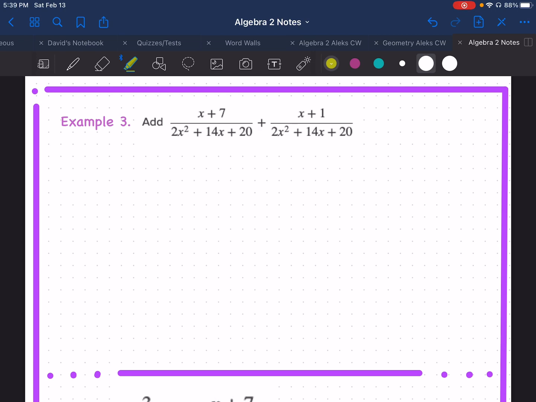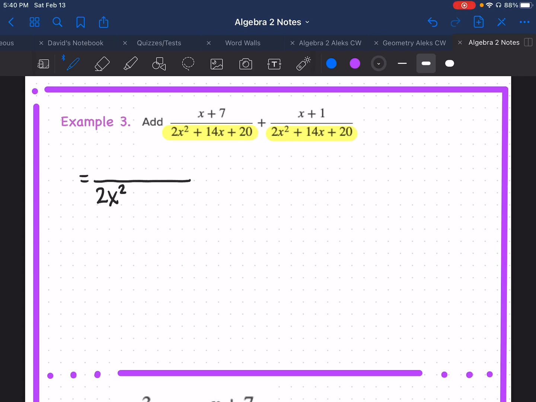And remember, take a look. 2x squared plus 14x plus 20, 2x squared plus 14x plus 20. They are exactly the same. So we're going to add together the numerators. Let's start right over here. I might need a lot of space.